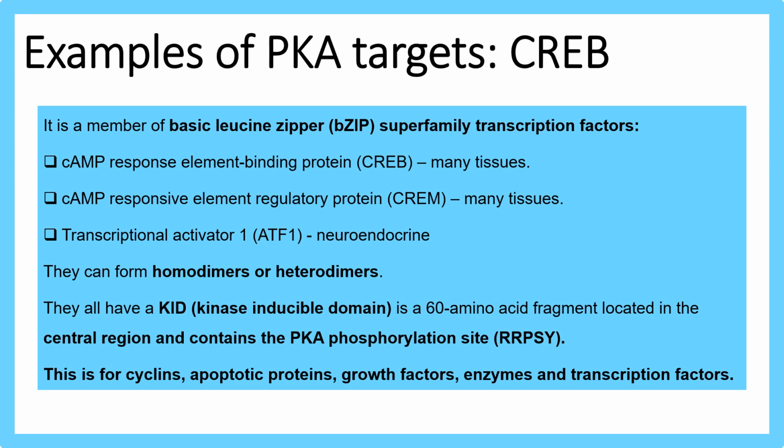So they can form homodimers, so two transcription factors the same, or heterodimers, different. But what's common in all of these transcription factors in this superfamily is that they have a KID, which is called a kinase inducible domain, and that's made up of 60 amino acids, and it's located within the central region and contains the PKA phosphorylation site called RRPSY. So this is mainly for cyclins, apoptotic proteins, growth factors, enzymes, and transcription factors.